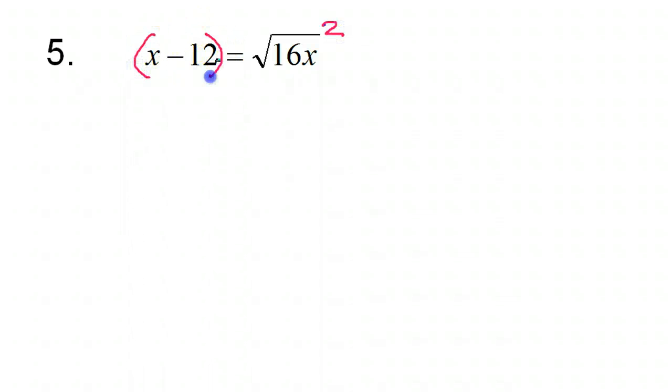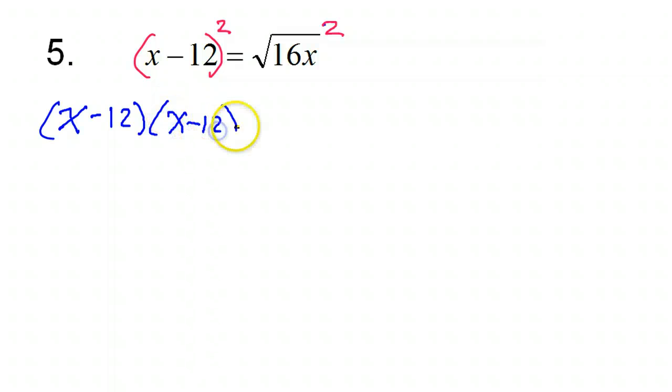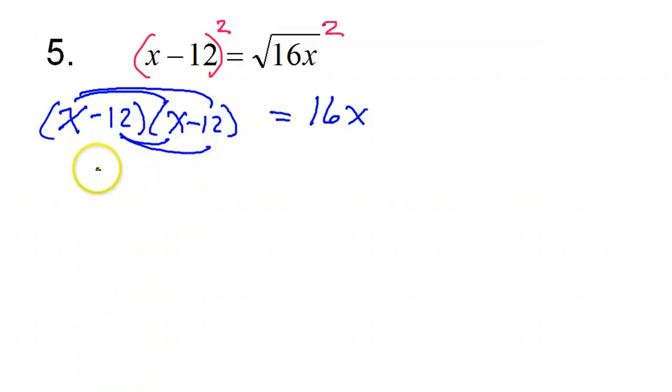But when I square the left side of the equation, understand that I'm squaring a binomial here. I can't just square the parts. I need to multiply it by itself. So x minus 12 squared means x minus 12 times x minus 12. Now the right hand side is simply 16x. But over here we're going to have to double distribute or FOIL or whatever you want to call it.